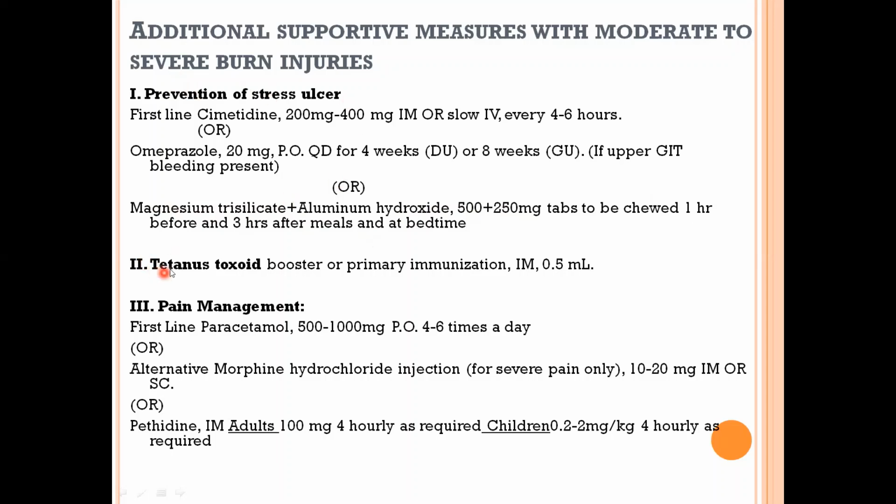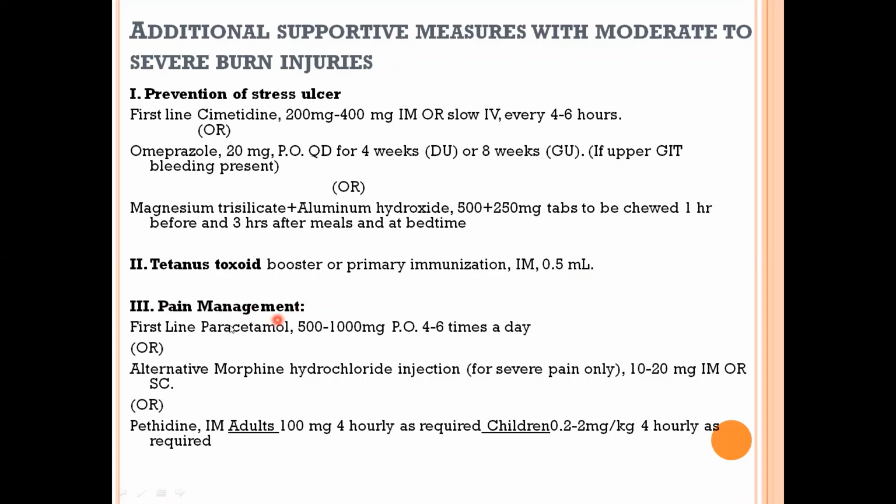In the other case, tetanus toxoid should be administered if you have to provide further immunization against Clostridium tetani. So we may administer as a booster or primary immunization intramuscularly 0.5 ml.